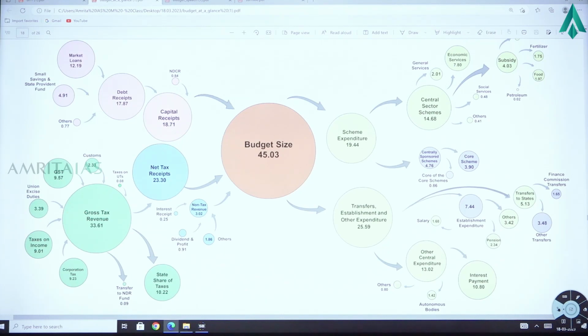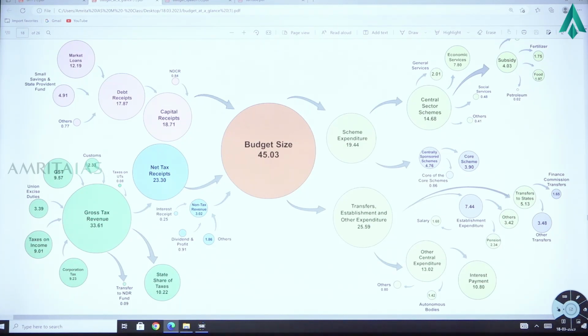See how beautifully they have written capital receipts 18.71. It is a debt. Beside they have written debt receipts 17.87. Market loan, small savings, others. Net tax 23. Non-tax 3.02. In the dividend and profit 0.1. Others 1.86. Interest 0.25. In gross tax, GST.